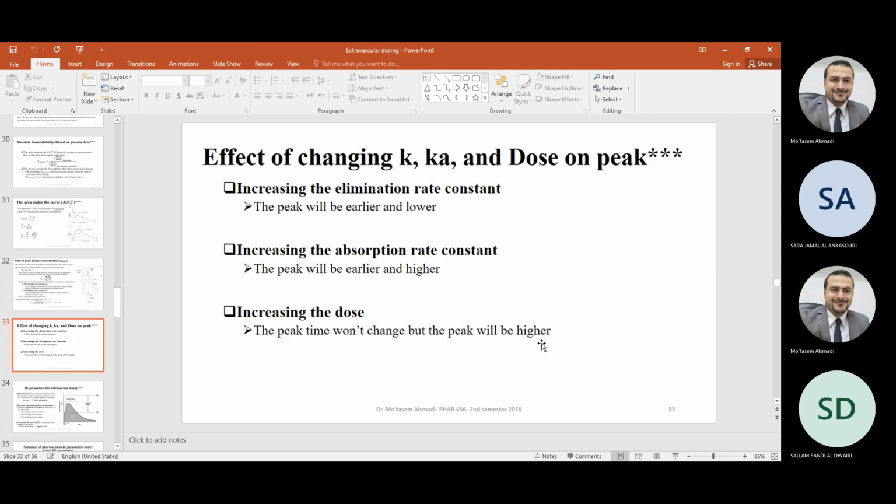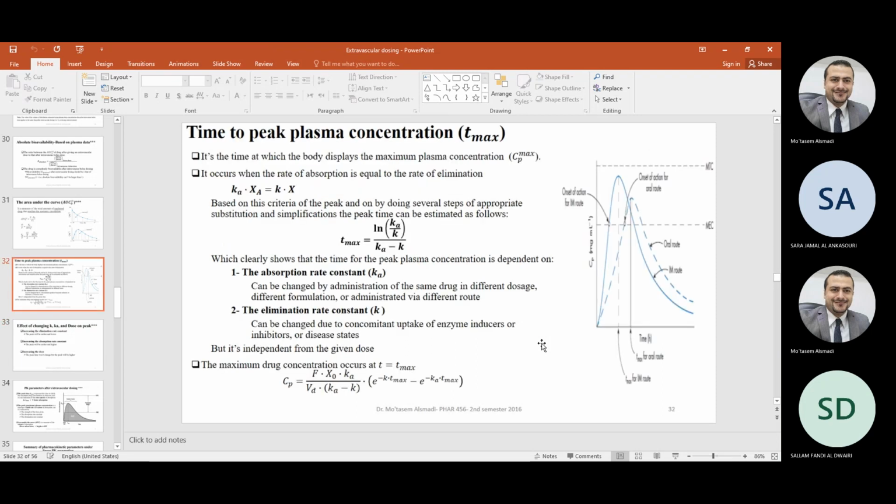Okay, so what about if I increase the elimination rate constant? What will happen? What if I increase the elimination rate constant and keep every other parameter the same? What will happen to the Tmax, for example? We agreed that the elimination rate constant affects the Tmax, right? So if you have a larger elimination rate constant, what will happen to the peak? Will it be earlier or will it be delayed? It will be earlier. Why?